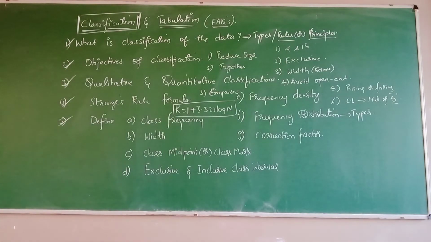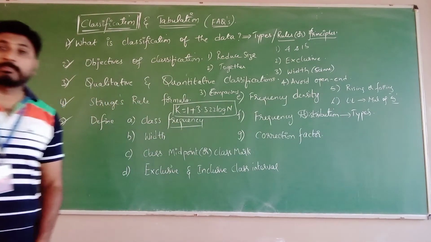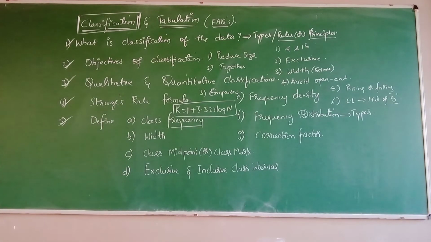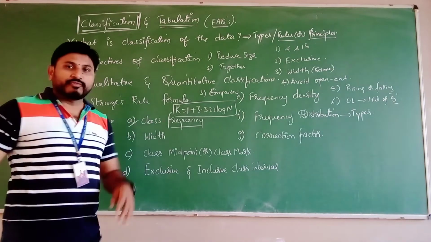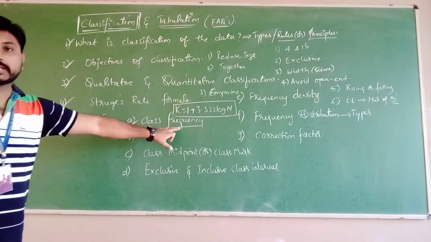Next, all the basic definitions. Look at there, basic definitions. First one is, define class frequency. What do you mean by class frequency? First of all, what is a frequency? The number of times an observation is repeated, that itself is called a frequency, right? The number of observations corresponding to a particular class is called a class frequency.